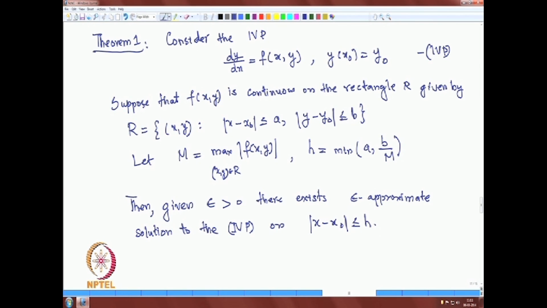The theorem does not say anything about uniqueness. The theorem says that there exists an epsilon approximate solution to the initial value problem under the continuity assumption on f. And the constant M: since f is continuous on the rectangle, which is a closed set inside R2, it is bounded and closed, hence a compact set, and the maximum is attained. So M is defined, and h, the minimum of a and b by M, depends upon the value of M. So, we will prove this theorem.